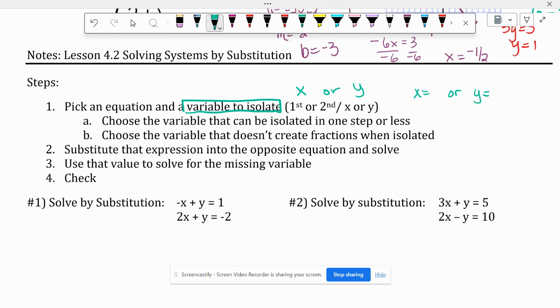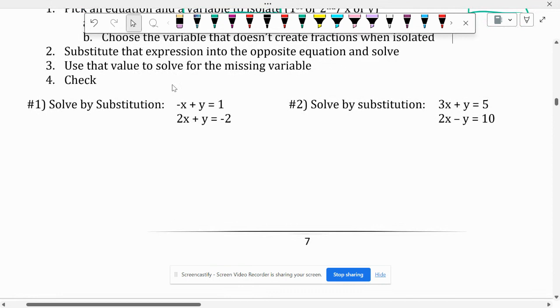Typically, I try to make all of my equations look like y equals because that's something that we're familiar with. So you substitute that expression into the opposite equation and you solve. And then you take that value and you plug it back into the other equation. Because remember, this is an ordered pair. So you have to figure out the value of x and the value of y.